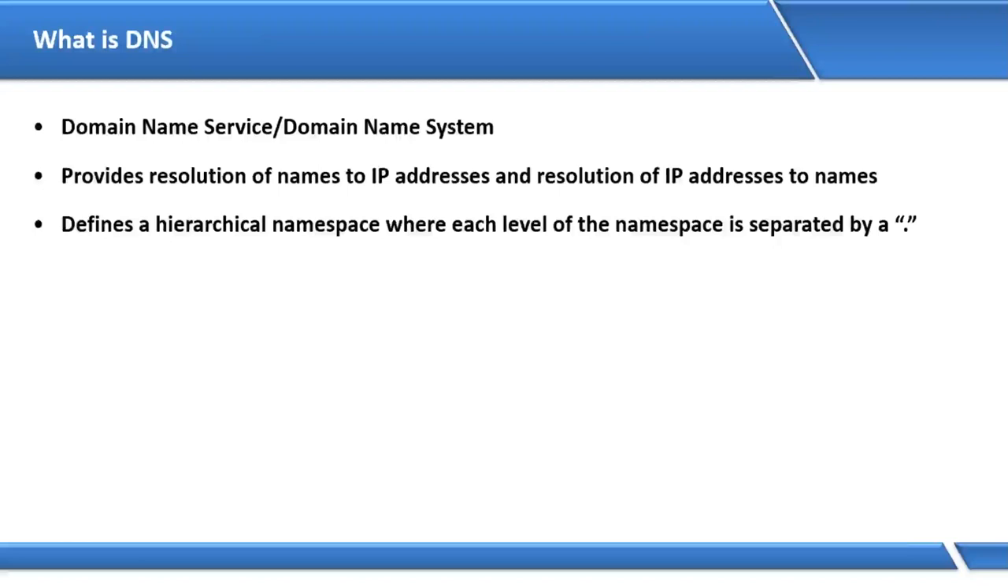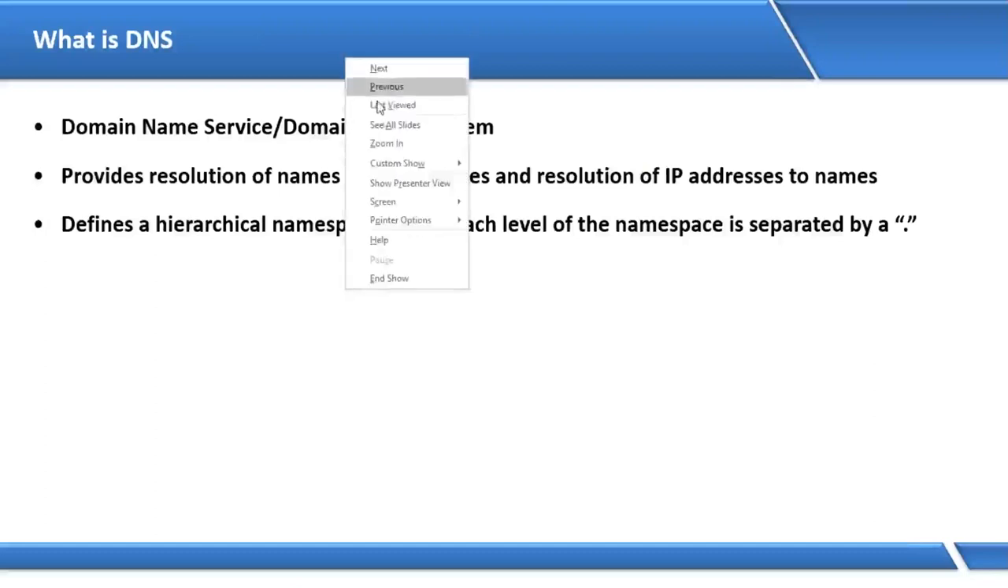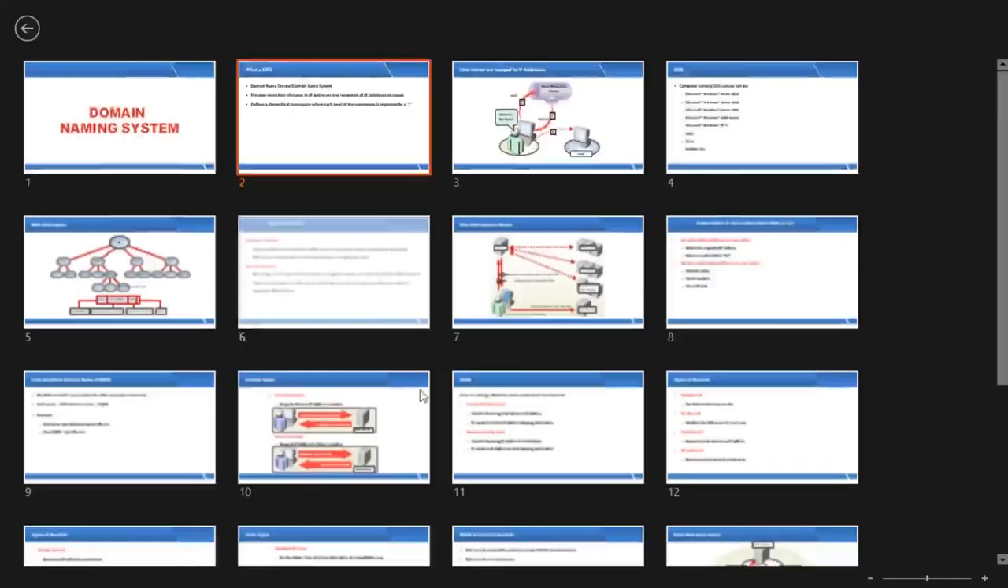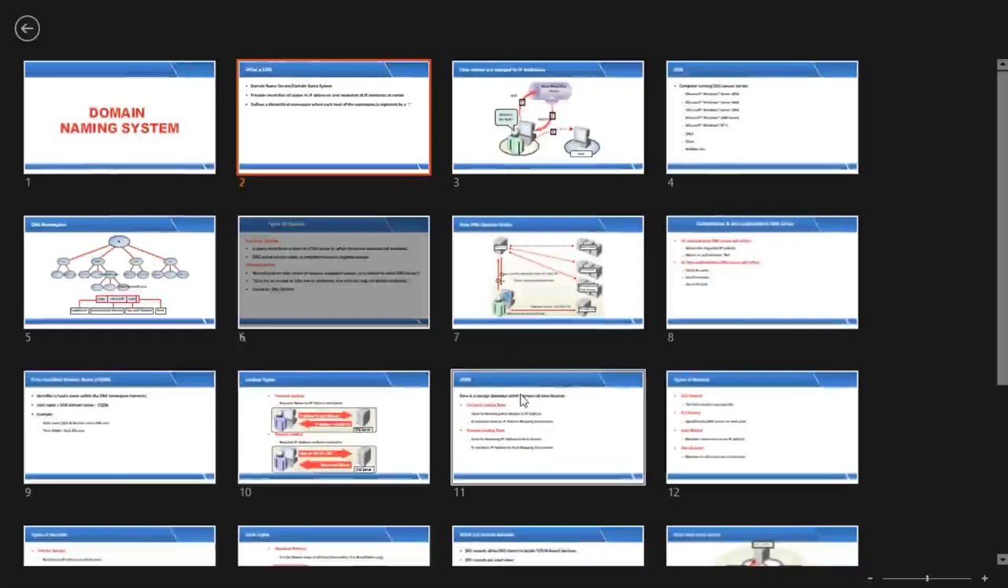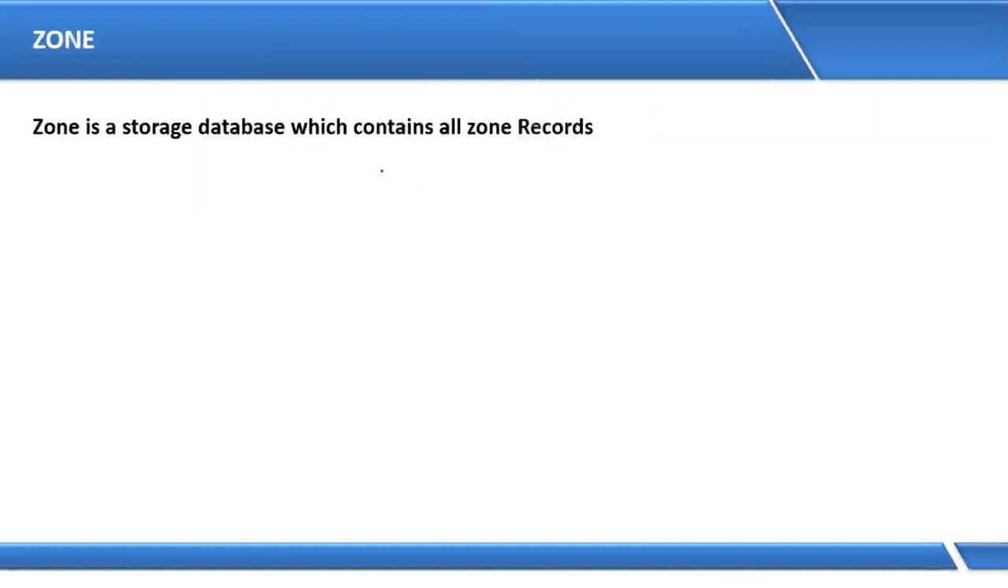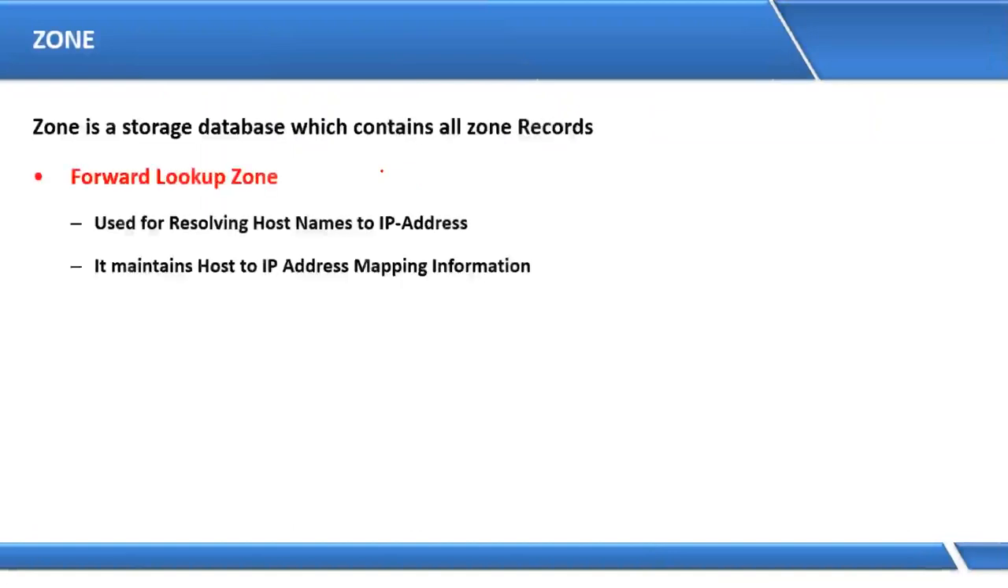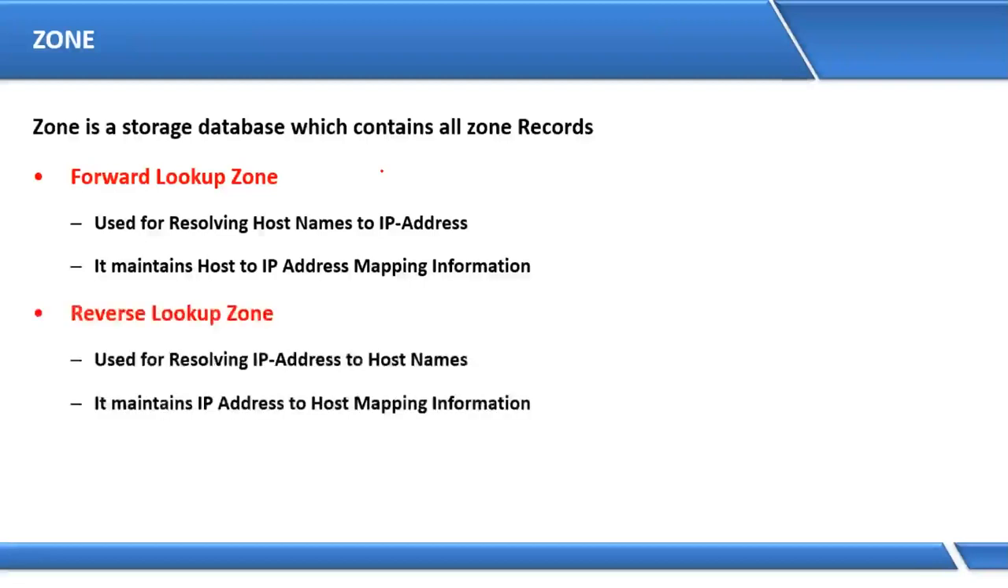Each domain name is separated by a dot. Last class we saw that whatever data we store in a DNS server is called zones. A zone is a DNS database, and zones run with the help of records. We have two types of zones: forward lookup zone and reverse lookup zone. Forward lookup zone resolves host name to IP address, and reverse lookup zone resolves IP address to host name. But the zones work with the help of records.